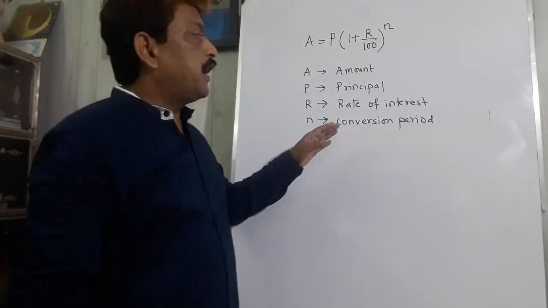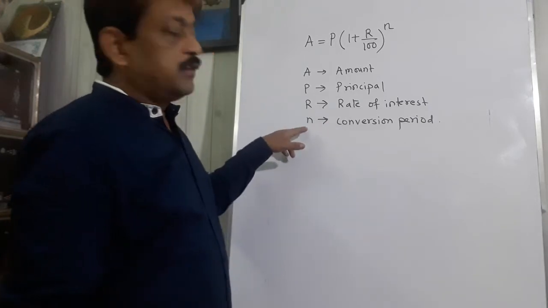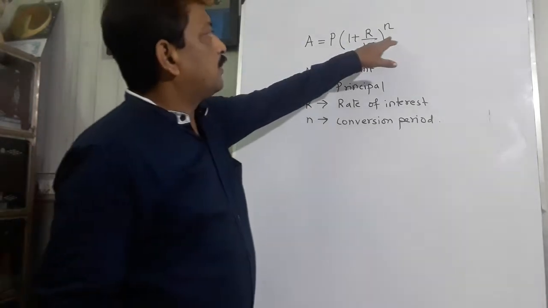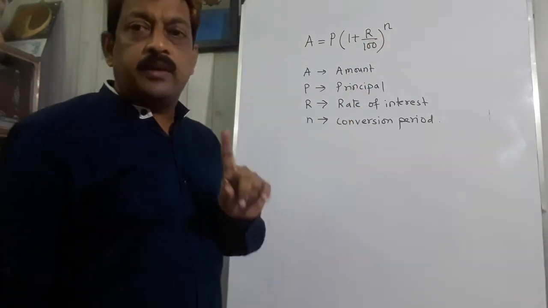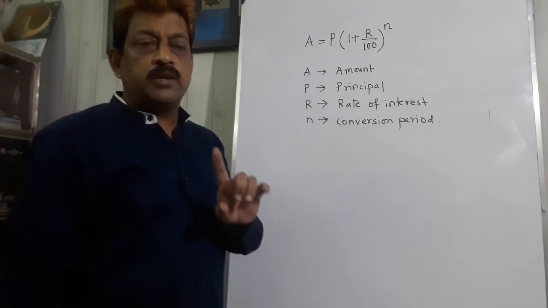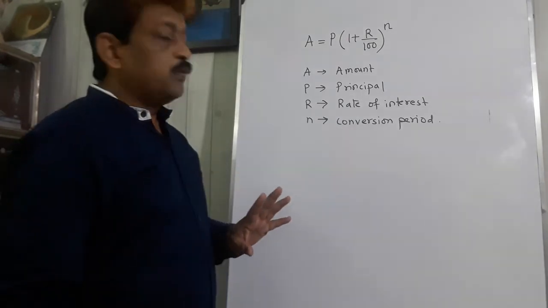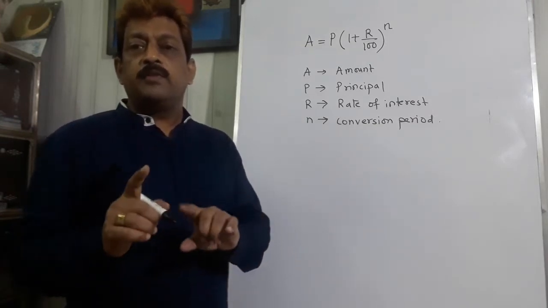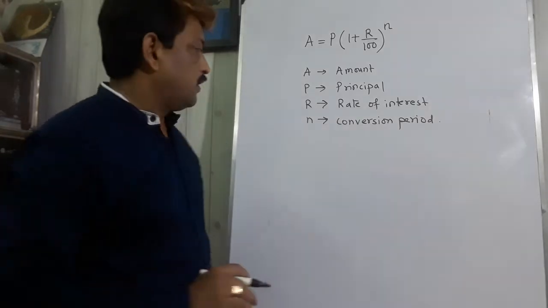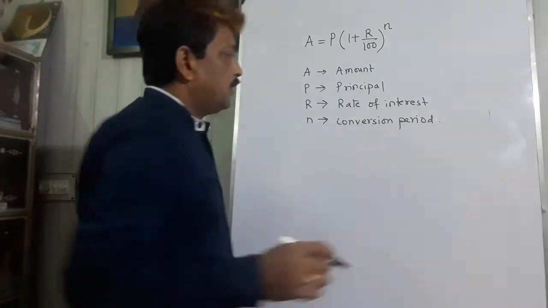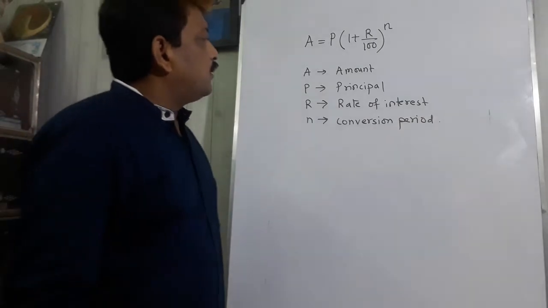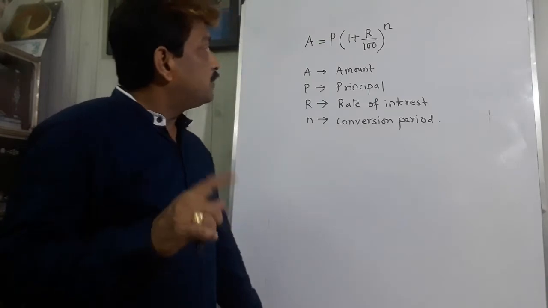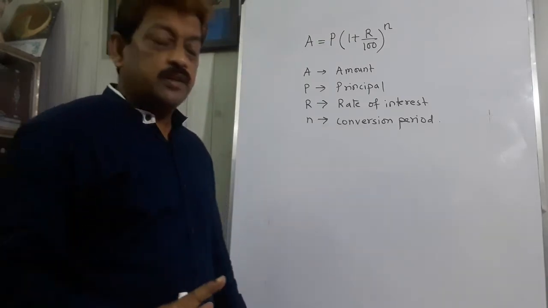If it is a case of annual rate of interest, then the time and n will be same, otherwise not. So don't be confused with n as time. N is not time. Time is t, but n is the conversion period. Only in case of annual rate of interest, n and the time, that is t, become equal. So now we'll find the time when the amount, the principal and the rate of interest are given.